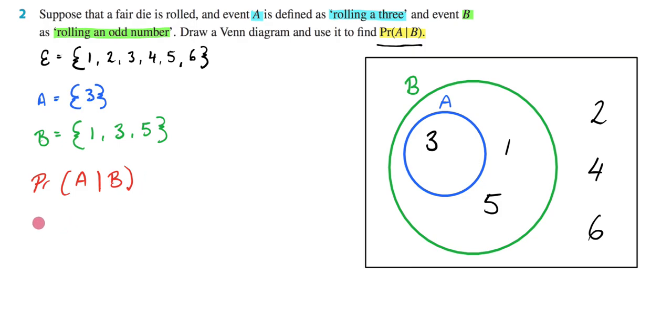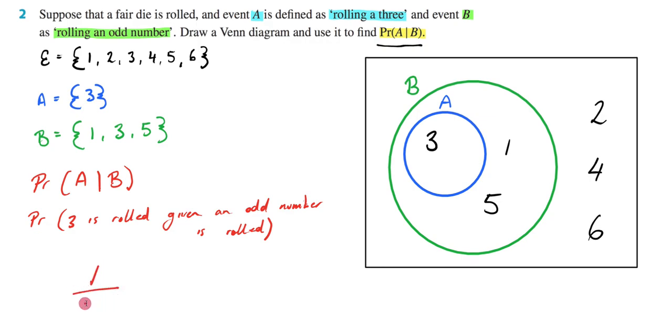So another way we could think about this, it's the probability that 3 is rolled, given an odd number is rolled. So given that an odd number has already been rolled, what's the likelihood of my number being a 3? And hopefully it's really clear that the probability of this happening is going to be 1 in 3, because I've bettered your odds. If I'm only dealing now with the odd numbers and saying, well, what's the likelihood of it being 3, it's going to be 1 out of 3.